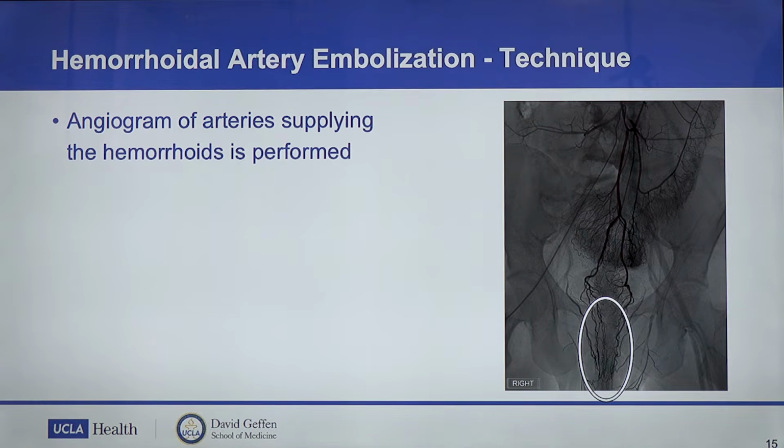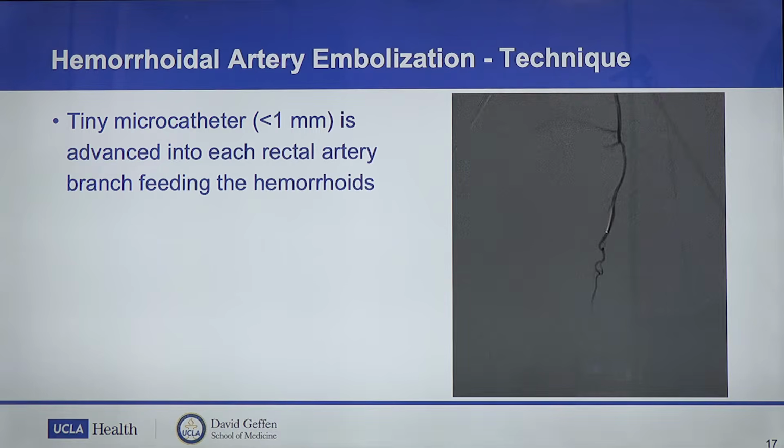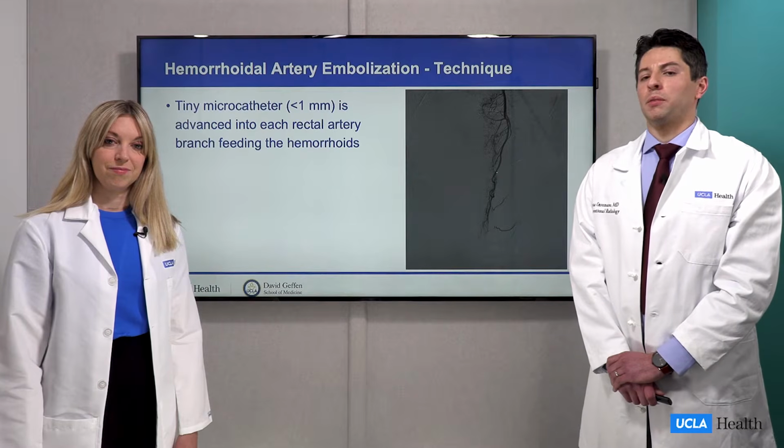We first perform an angiogram to identify the blood supply to the hemorrhoids, represented here by the white circle. The typical blood supply is the superior rectal artery, which is represented here by the red arrow. In a minority of patients, there could be significant blood supply from the middle rectal artery, represented here by the purple arrows. Once the main supply to the hemorrhoids is identified, a tiny microcatheter measuring less than 1 millimeter is navigated into the rectal artery. An additional angiogram is performed at that time to confirm that the position is correct. We then navigate this tiny microcatheter into each rectal artery branch, feeding the hemorrhoids, and we perform additional angiograms.